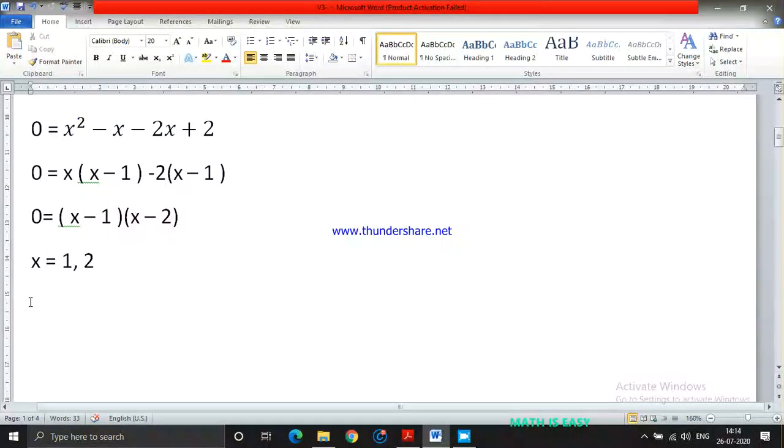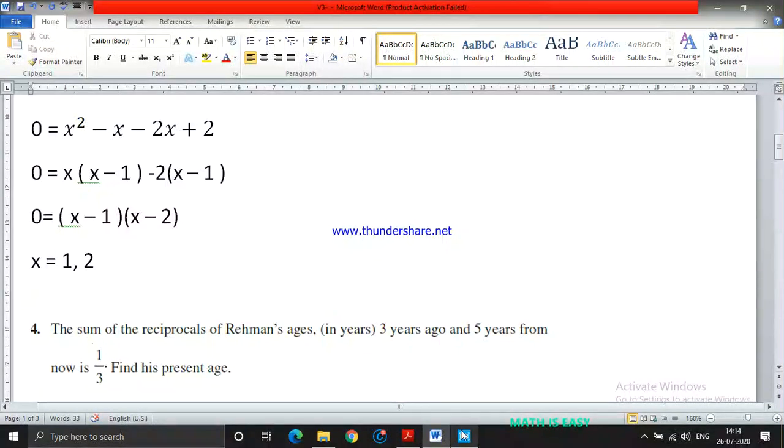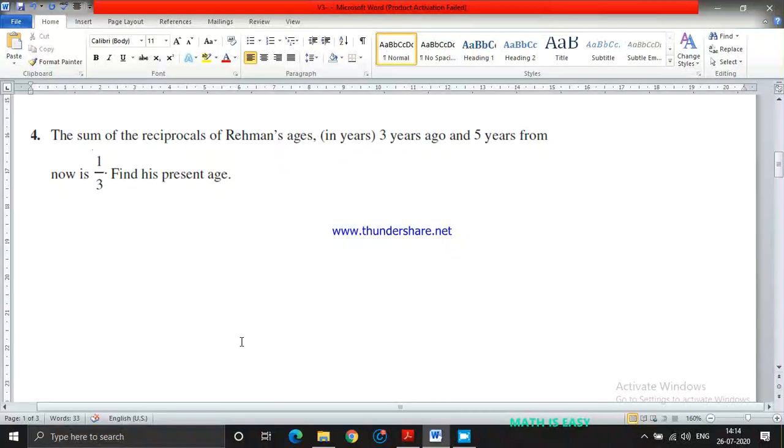Now let me see the next question. So what I do here is I will make the word problem, explain the word problem, make the equation and leave it. You have to solve it by the splitting the middle term method. Okay. Now, the sum of the reciprocals of Rohan's ages 3 years ago and 5 years from now is 1 by 3. Find the present ages.